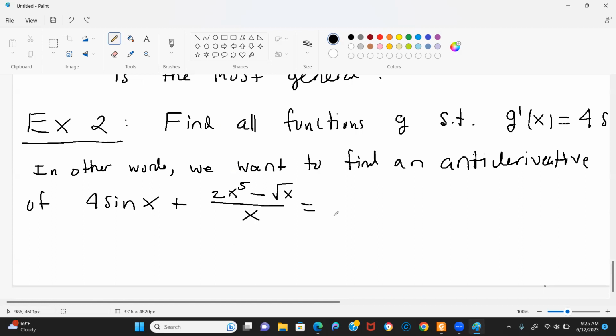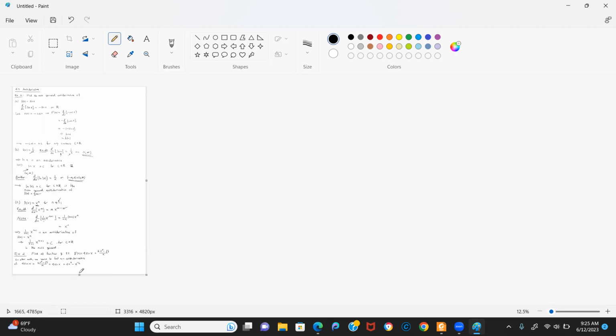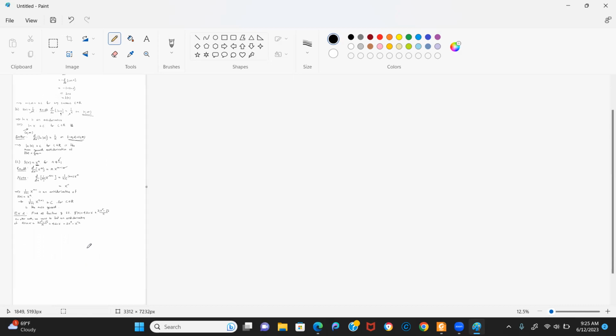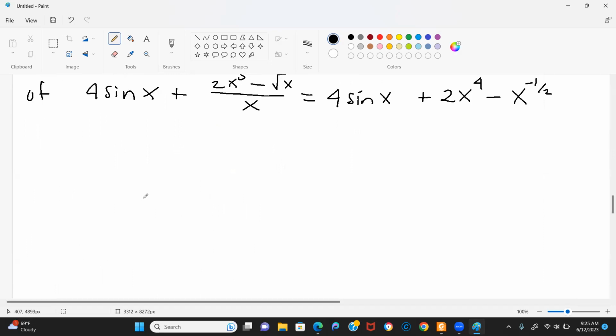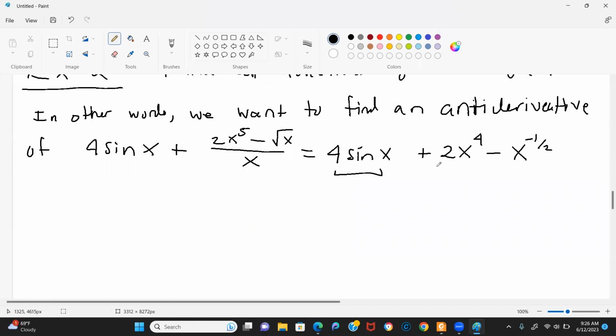All right, so now this can be written as 4 sine x plus 2x to the fourth, and then minus x to the negative 1/2. Now I just need to anti-differentiate each piece. And it's really just going to be a guess. So here's my guess, and you have to check. You have to guess and then check.